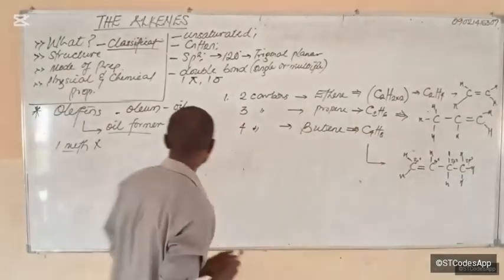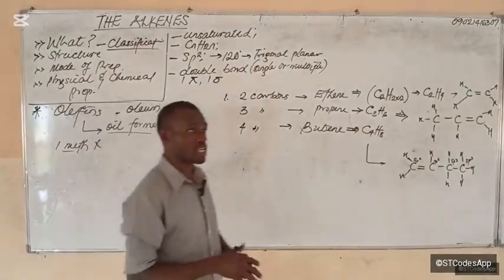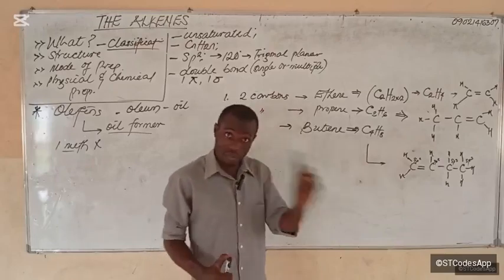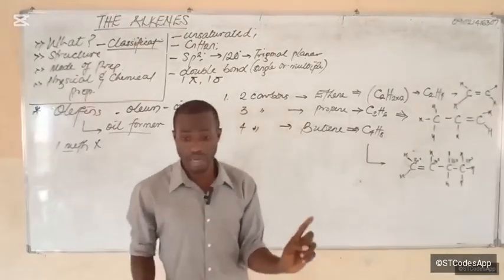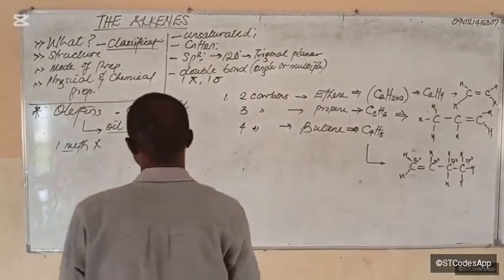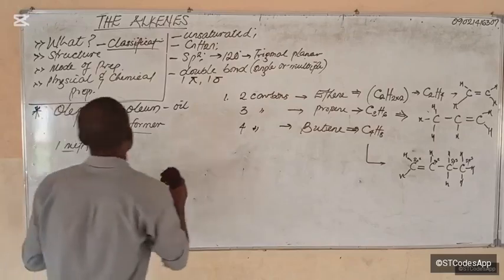Alright, now let's quickly talk about classification. You will now see when an alkene can even have sp hybridization. Alright, so let's talk about the classification.